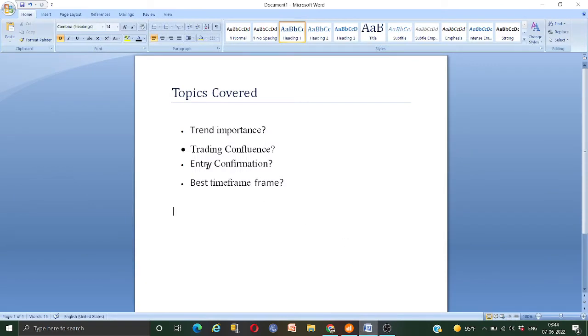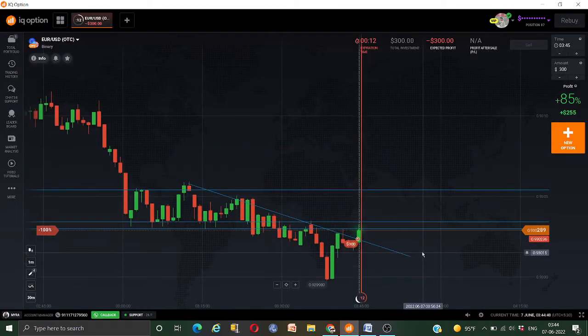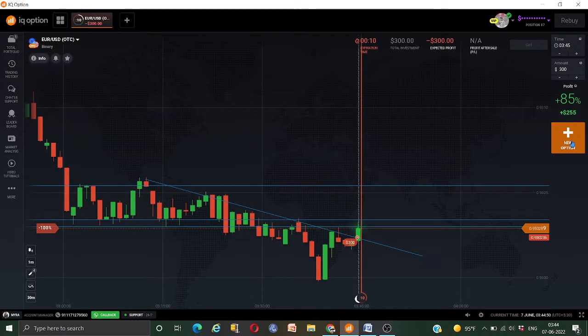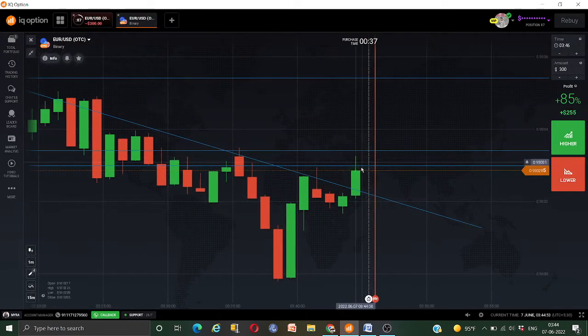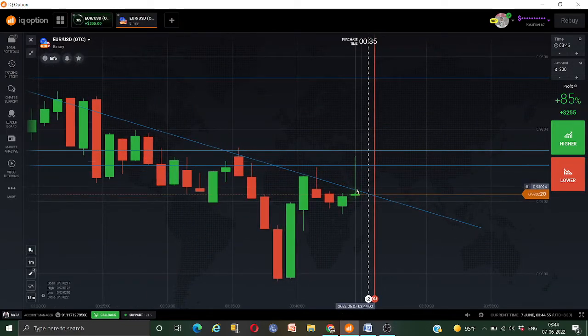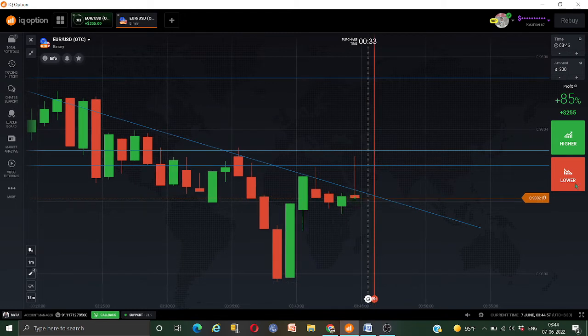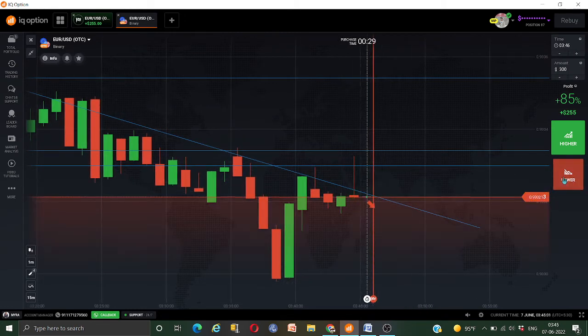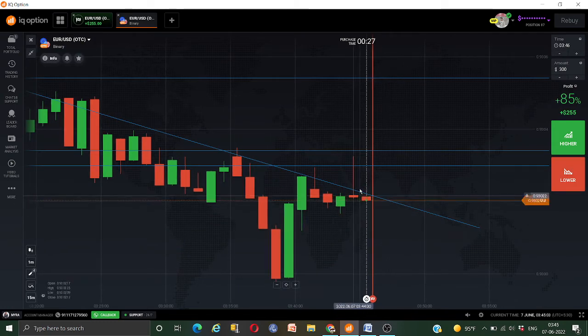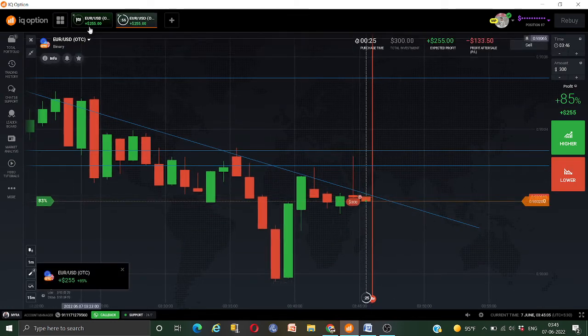And now for the entry confirmation. We just spoke about confluence, trading confluence. Now I am going to talk about entry confirmation. If you see here, we are getting a rejection. What does it mean? It's a downtrend. It's an inverted hammer with a strong sellers' rejection here.